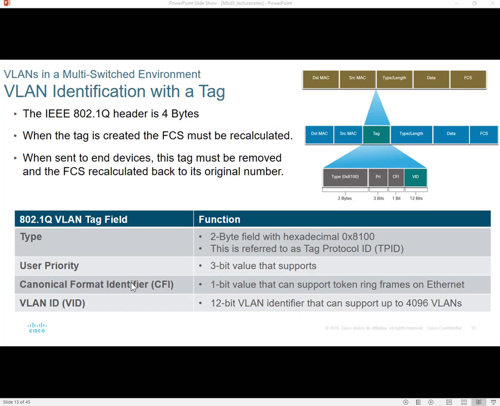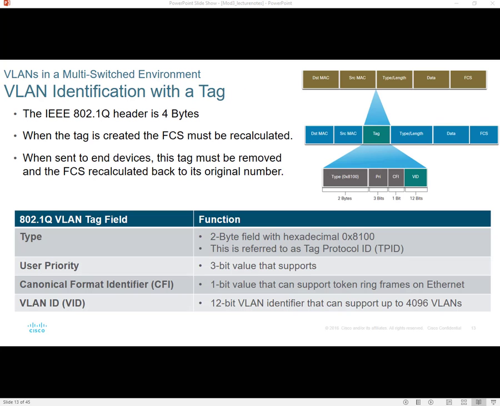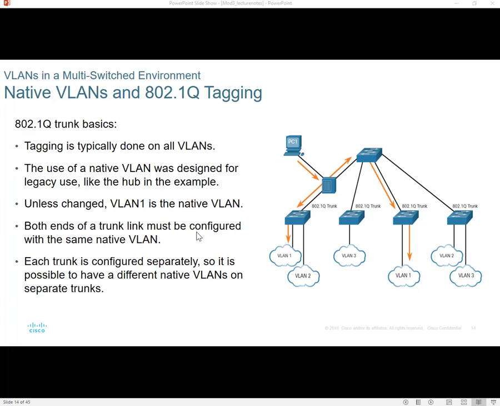So tagging is important. The tagging allows the switch to know where to forward. Remember, without this tag information, where do you think the switch is going to forward the frame to? The native VLAN. Remember, the native VLAN is for any untagged traffic. The switch will start forwarding them out to the native VLAN. That's what I was referring to here.